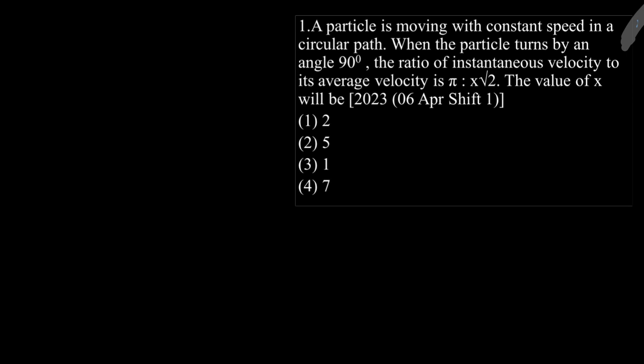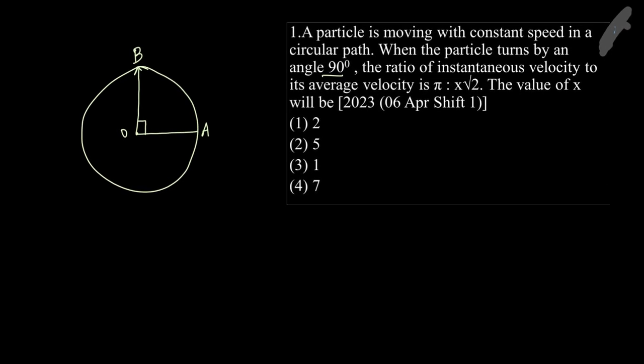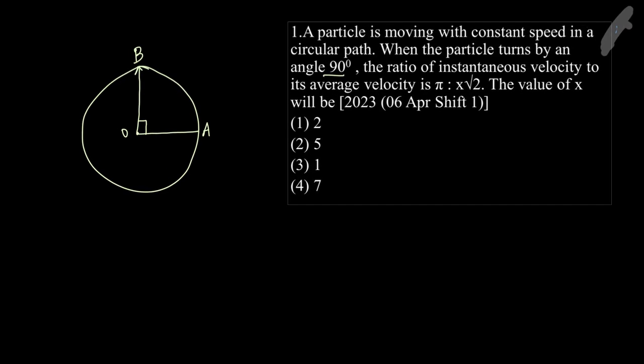Okay, so what's given to us here is an object in circular motion. It's moving at constant speed. So let us say it starts from here, from A, and turns by an angle of 90 degrees, which means it has covered this much path. And this is 90 degrees. This is position B. The ratio of instantaneous velocity to its average velocity is pi is to x root 2.